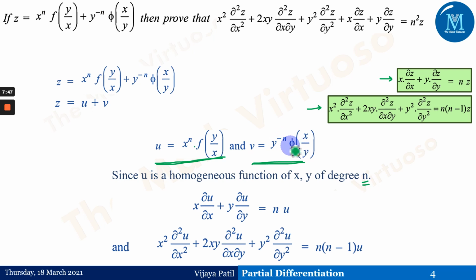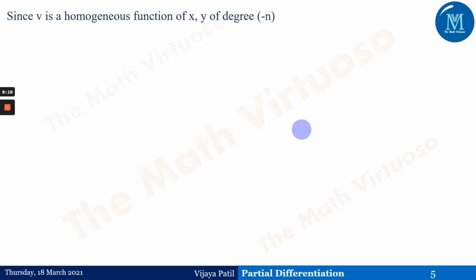Now you might be thinking that this is a phi of x by y. Why are we saying that this is a minus n as the degree? Because if you replace x by y and y by x, you'll be getting the same thing here. That means there would not be any effect of this particular change. So here we are taking y to the power minus n phi of x by y, and that's the reason this v is a homogeneous function. V is a homogeneous function of x and y of the degree minus n.